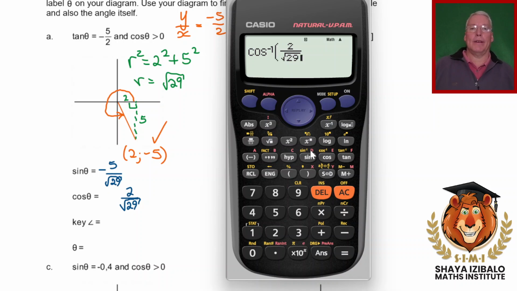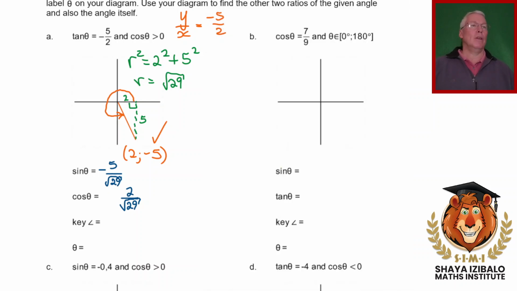And I'm going to get exactly the same number again. Okay, the important thing is I'm not using the negative angle on the calculator. I get 68,2 degrees. So our key angle is going to be 68,2 degrees. That's not the answer to this question. Clearly this angle here, theta, is not 68,2 degrees. This is how far we are in quadrant 4 away from a horizontal axis. In other words, this angle in here is 68,2 degrees.